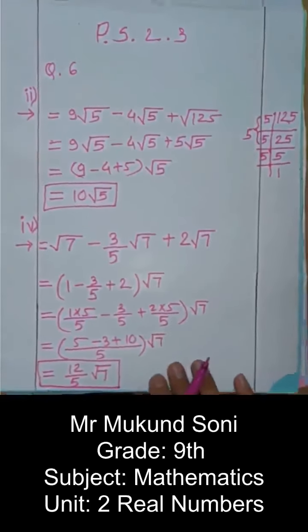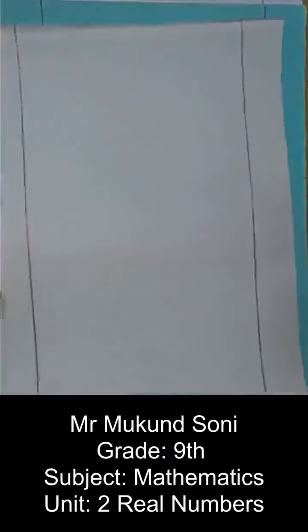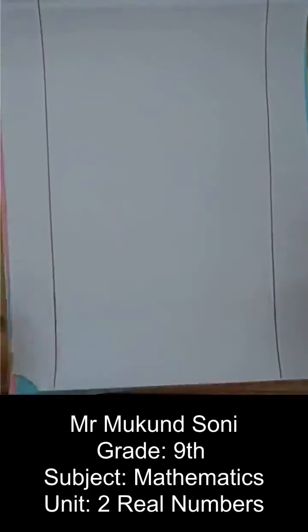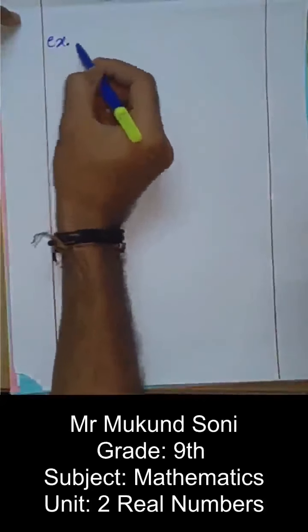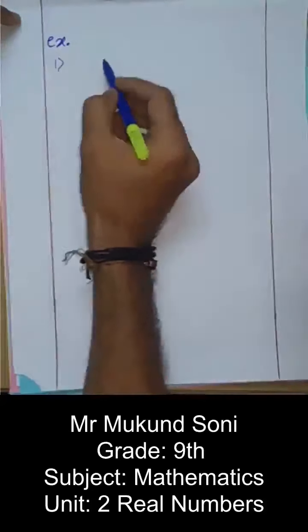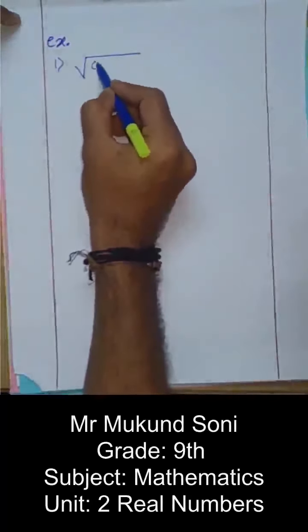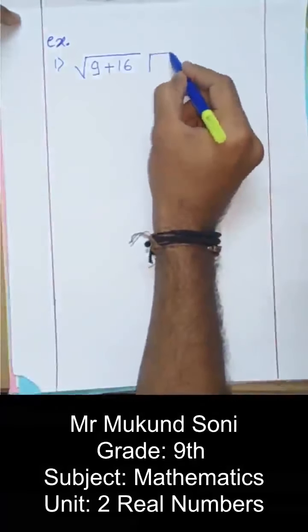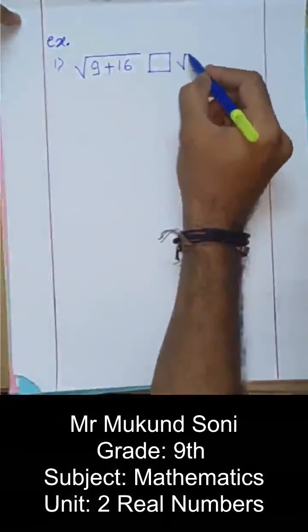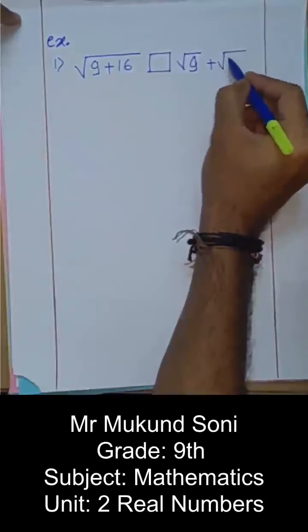I hope you have understood it well. Now students, there are few more things you should keep in mind. Let's take some example. Say we have an example in which we are saying the root of 9 plus 16, and we are comparing it with individual roots like root of 9 and addition with root of 16.